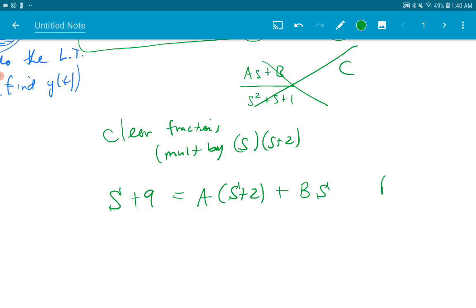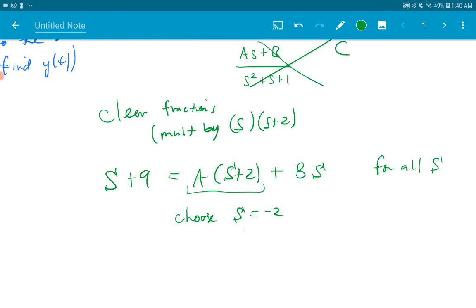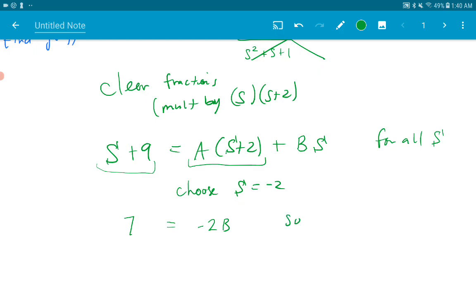Remember, this has to be true for all s. So I could just choose any value of s and start creating equations for A and B. Well, let's choose some nice ones. If I choose s to equal -2, I hope you agree, it'll kill off the A, because you have -2 plus 2 there, and the left-hand side will be -2 plus 9, so 7 equals -2B. So what's B? It's easy. Just divide by -2 and get -7 over 2, -7 halves, so -3.5.